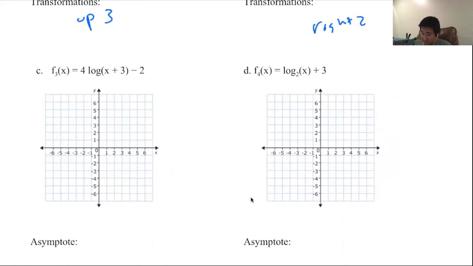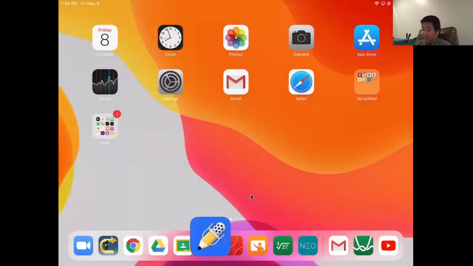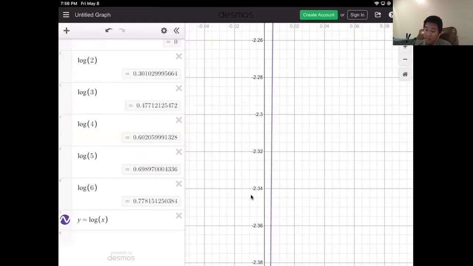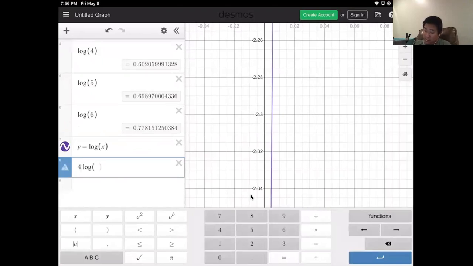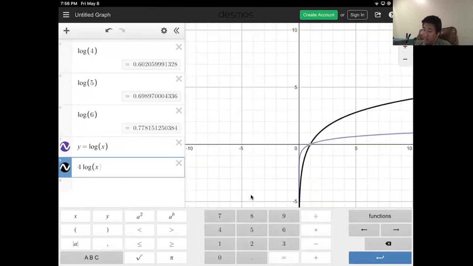The asymptote is always 1, 0, or 1, 0, sorry. So I'm going to go left 3, down 2. If you need to, you can draw your horizontal asymptote. And when you have a 4 in front, it just grows faster. It just grows way faster.